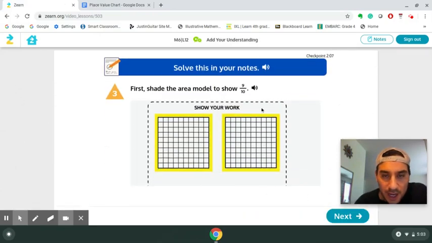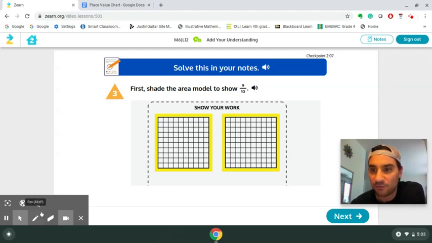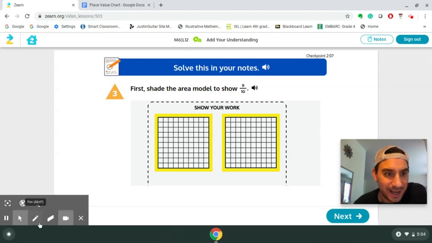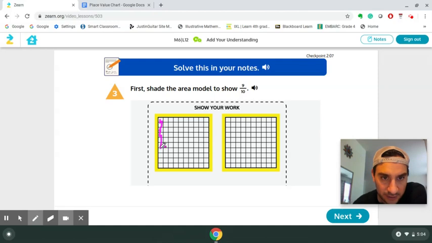All right, my friends, this will be a little bit tough to do on your scrap paper. Try your best. They're going to give you examples on Zearn as well, so you can just follow what they have on Zearn, and then you can keep track of what I write in this YouTube video. First, shade the area model to show 9/10. I'm going to shade it. Check my work. Tell me if I'm correct or incorrect.